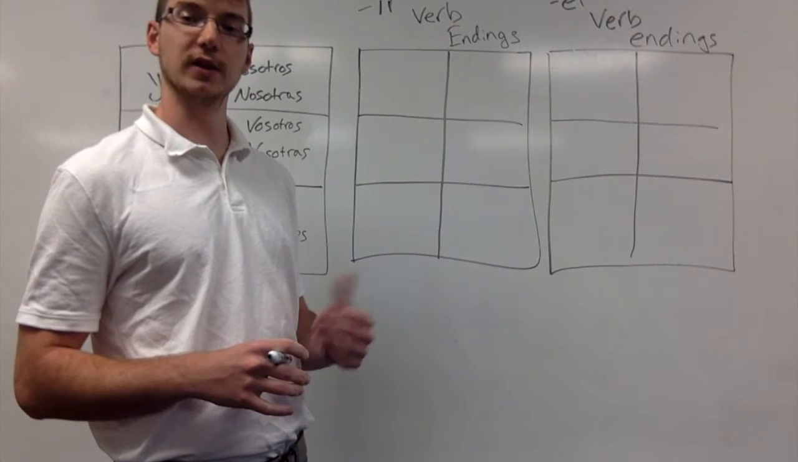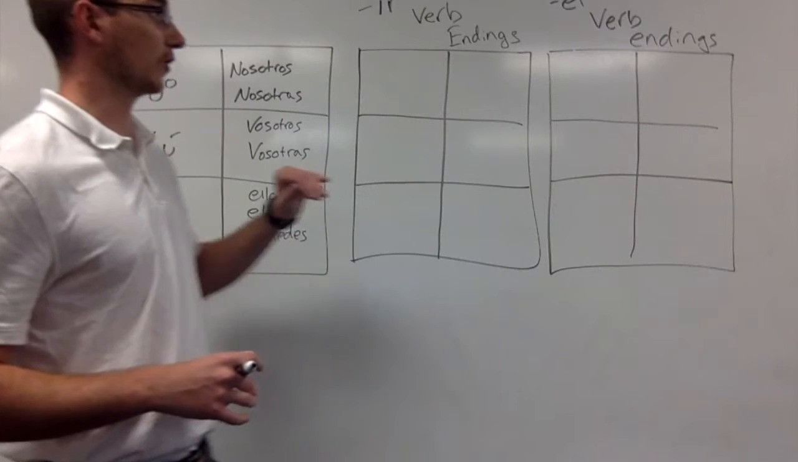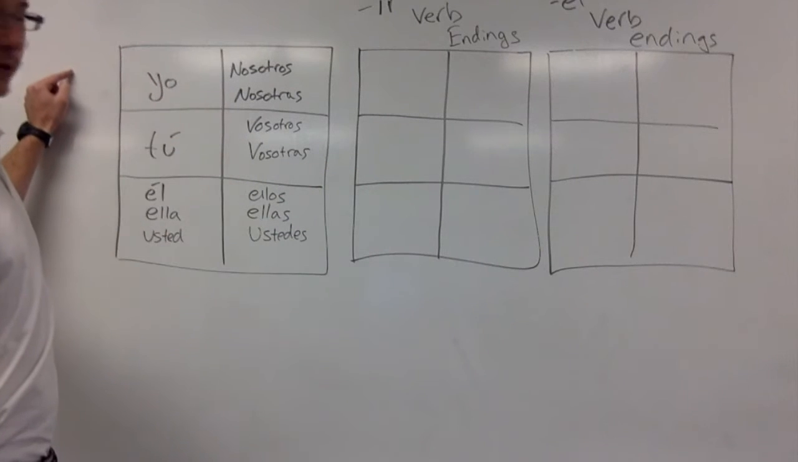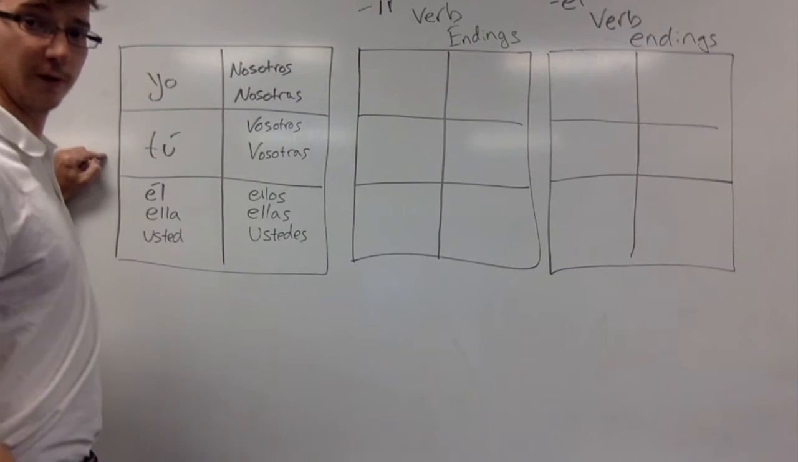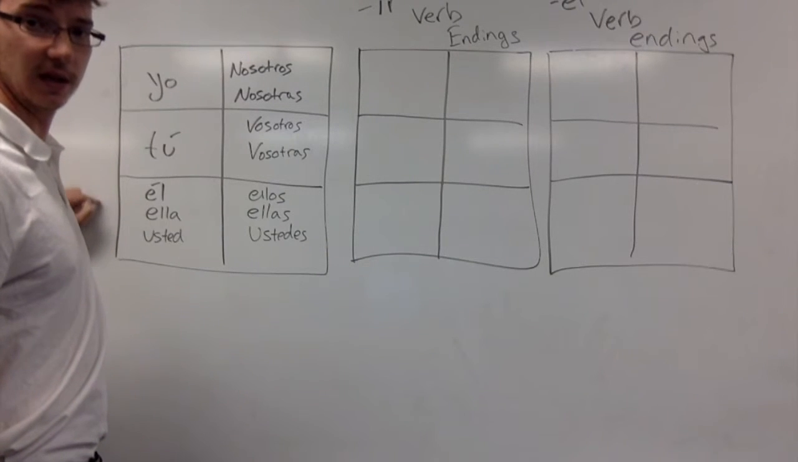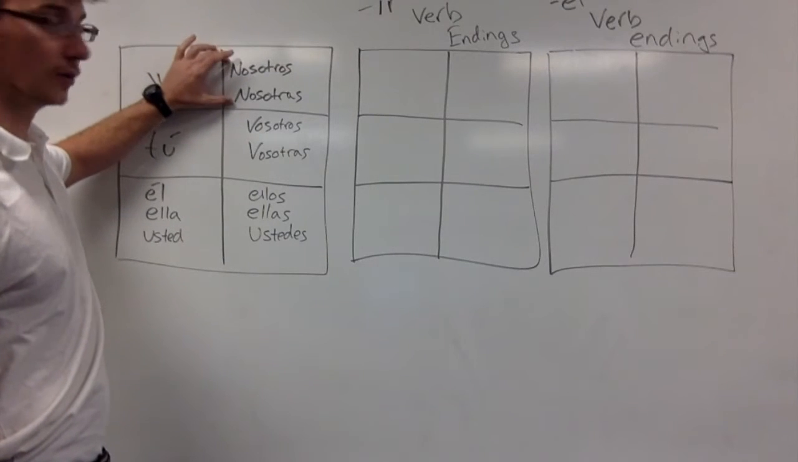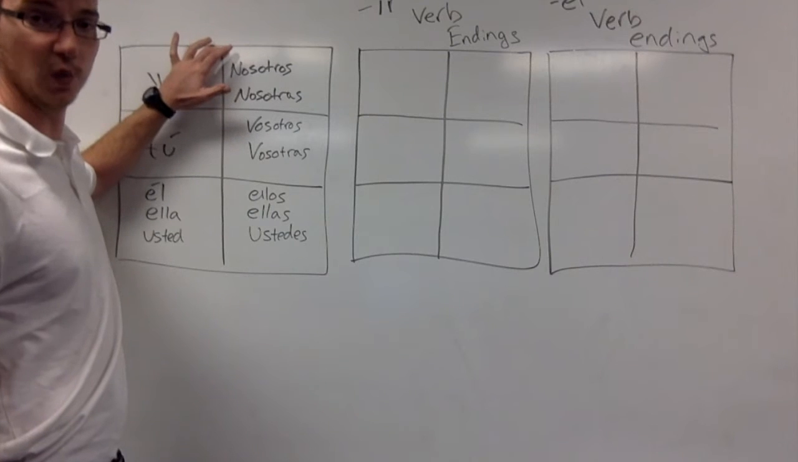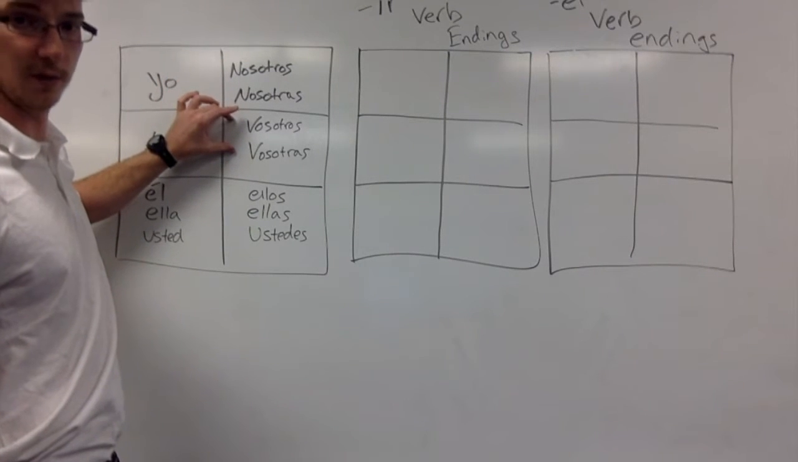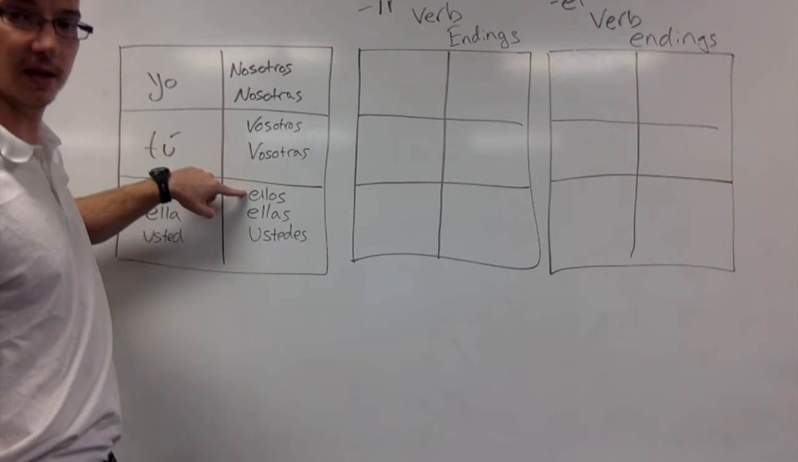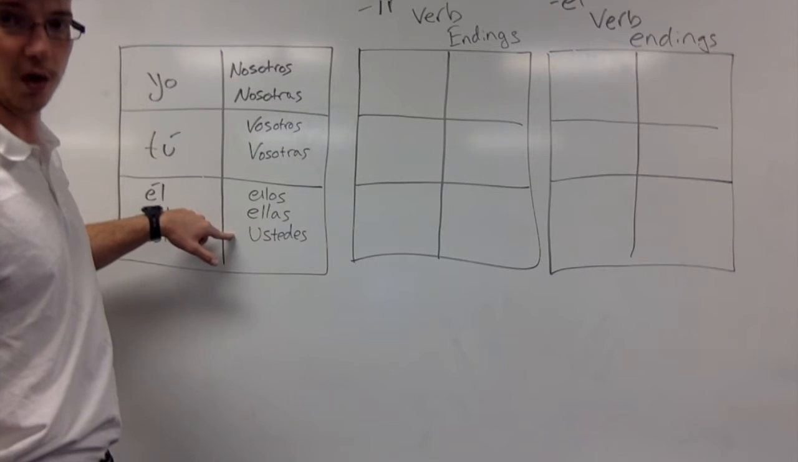So as we get going, let's do a quick review of the Spanish pronouns, because remember those boxes connect over to our verb endings. Our Spanish pronouns are yo, meaning I, tú, meaning you informal, él, which is he, ella, she, and then usted, you formal. Then we've got nosotros and nosotras, which means we, vosotros and vosotras, which is you all, informal, ellos, they, masculine, ellas, they, feminine, and then ustedes is you all, formal.